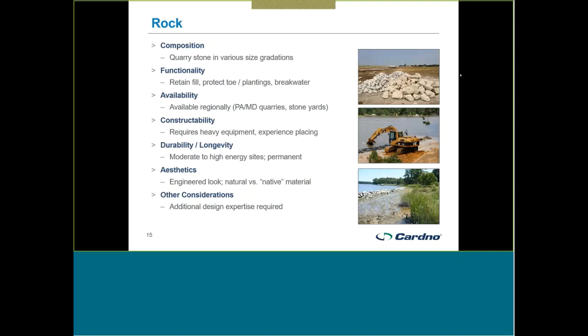It serves a similar function. It holds fill in place, and it attenuates that first strike when a wave impacts the shoreline. It can help absorb that energy, or at the very least help cause that wave to break a little bit further offshore than it would if it were naturally moving up the shoreline.